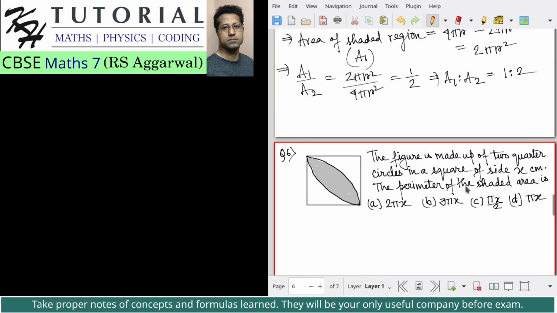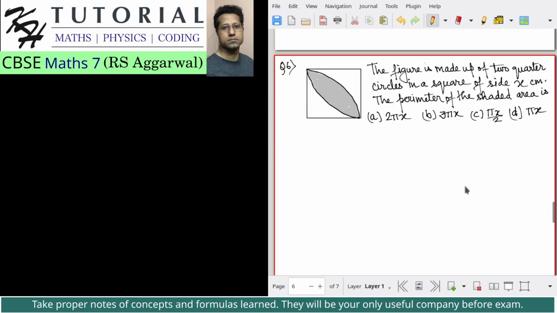Okay, let's see the next problem. There is a figure. It says that the figure is made up of two quarter circles in a square of side x centimeter.